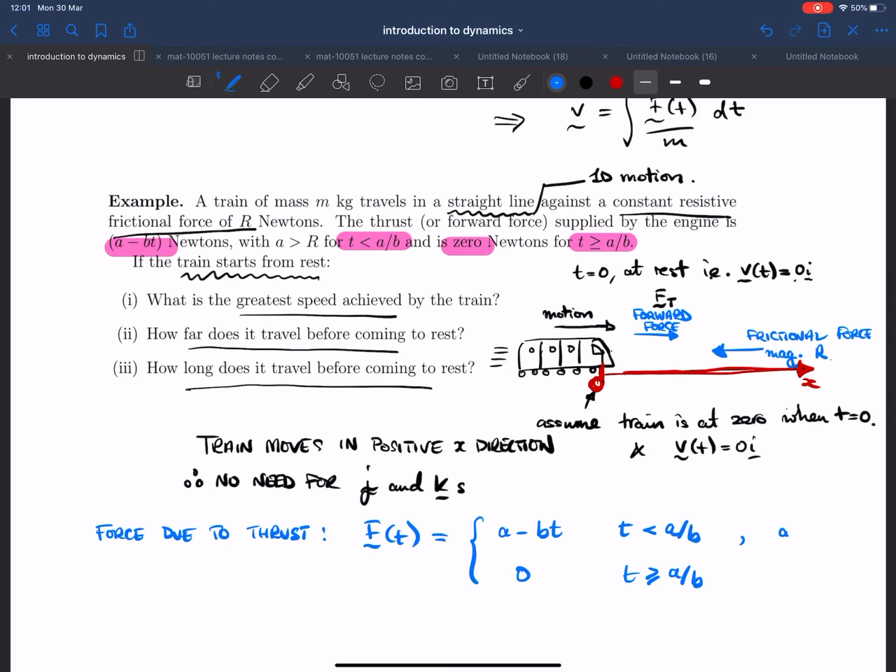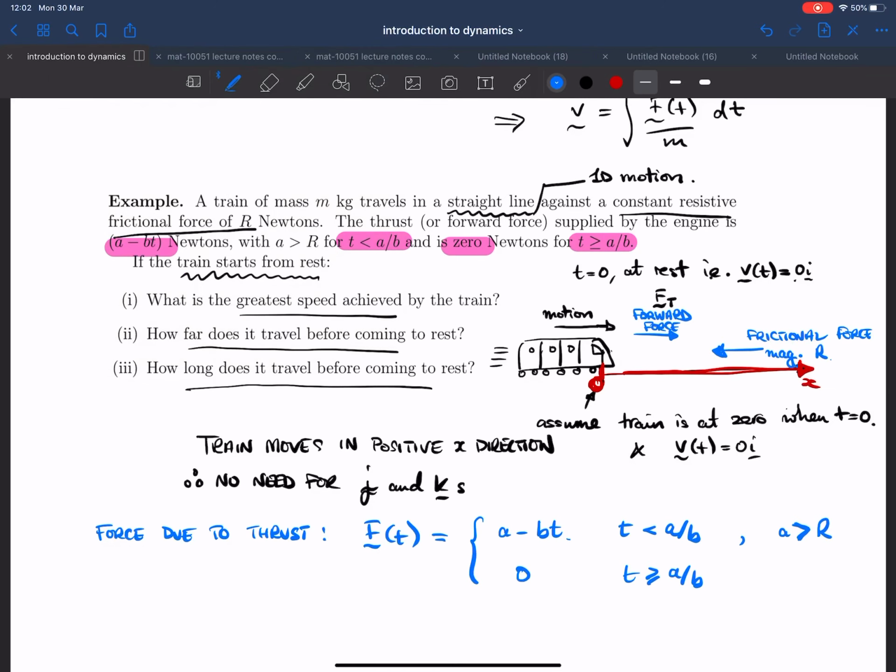Okay. And we note that a is greater than the magnitude of r. So, what else? Well, here, what you'll notice is in this time interval, this function is positive, and it's 0 when t equals a over b. So, just keep this in mind. Okay, so this is definitely our forward force.